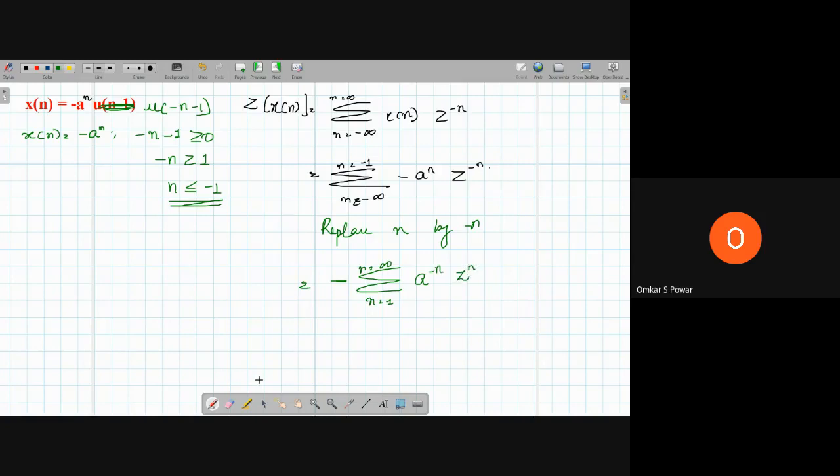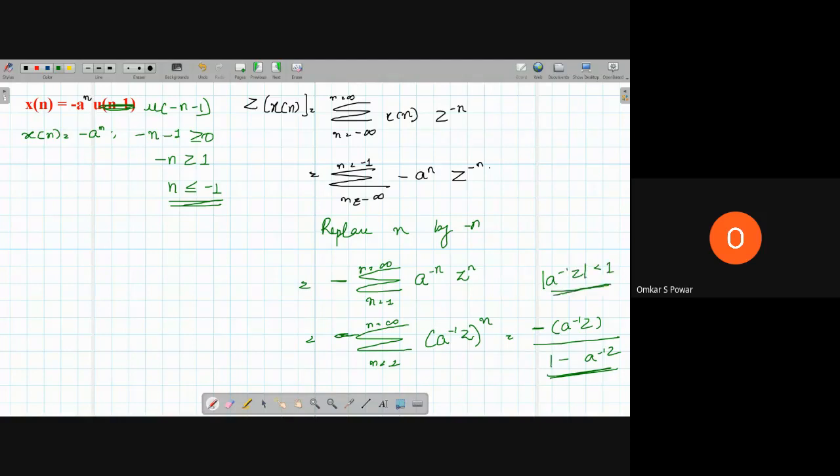So this further, how can we simplify? Minus summation n varies from 1 to infinity, a to the power of minus 1 z whole to the power of n. So this looks like the form summation n is equal to 1 to infinity a to the power of n, which is a by 1 minus a. So the minus is there here, don't forget that one. A divided by 1 minus a, provided what is the condition? Mod a less than 1.